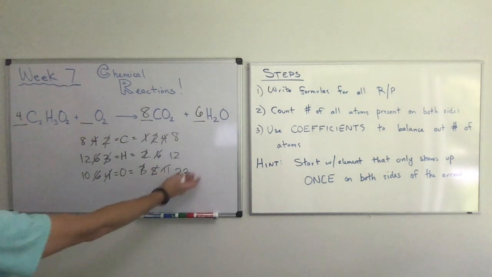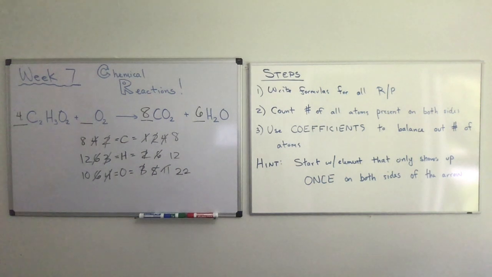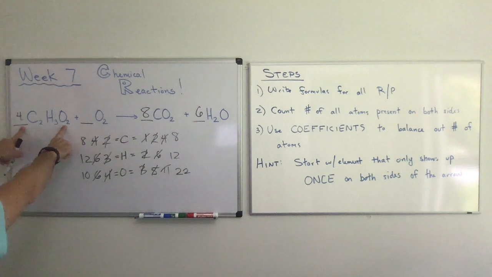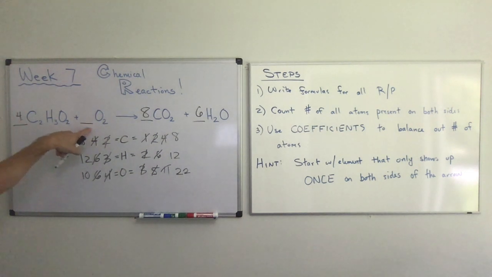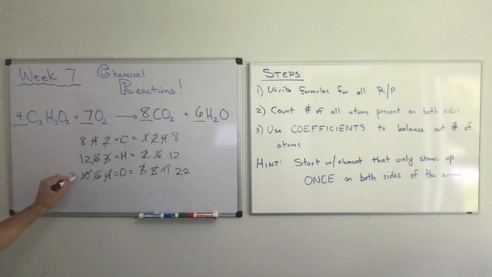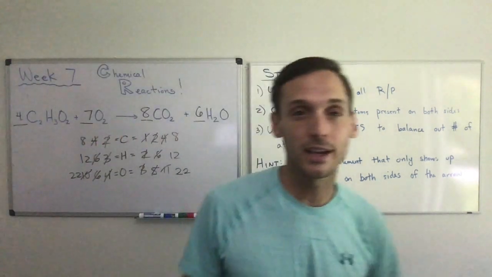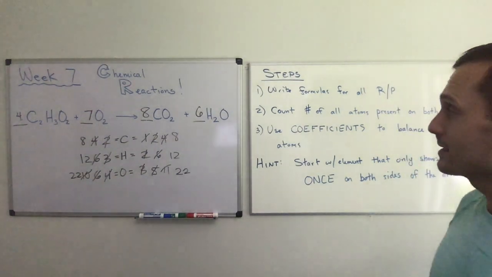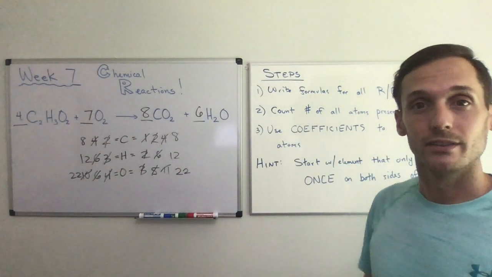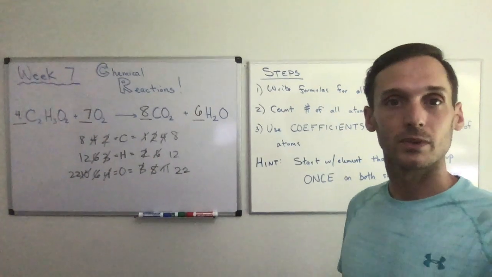But now, all even numbers, we can now finish this off. So we need 22 oxygens. We've already accounted for 8 with this compound. So we just need how many more? 14 from O2. So to get 14, you need 7 O2s, and that would give you 22. Okay, so that's kind of as tricky as it can get, but keep in mind this hint and this little trick of doubling everything if needed. All right, that's it.